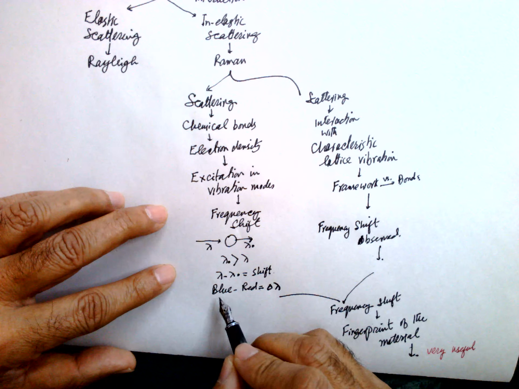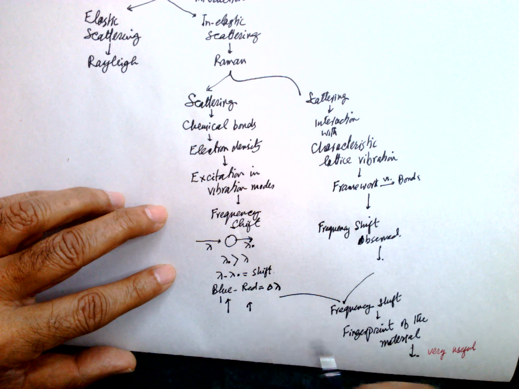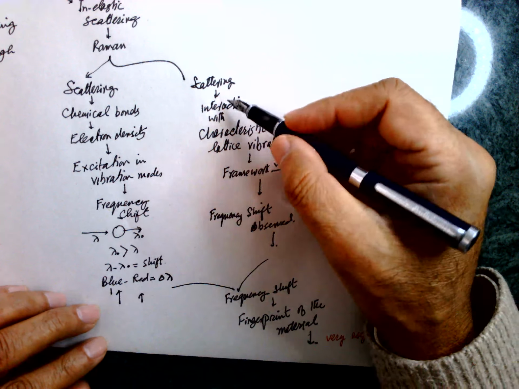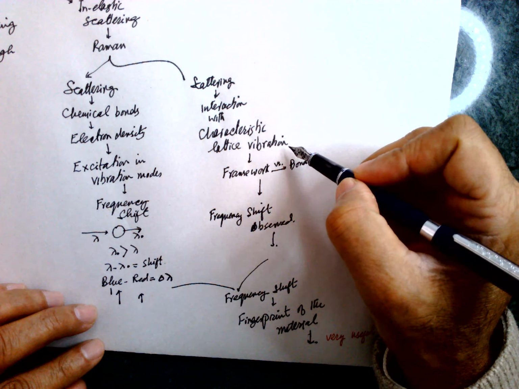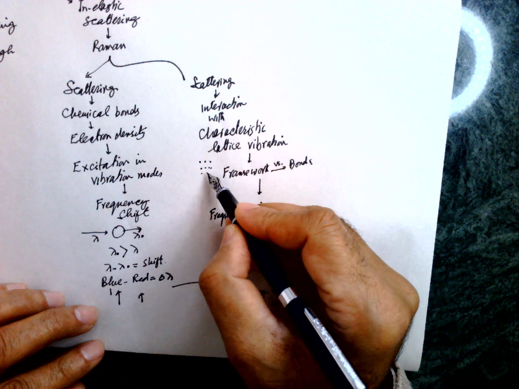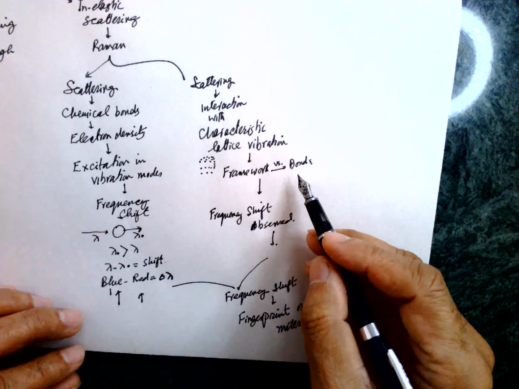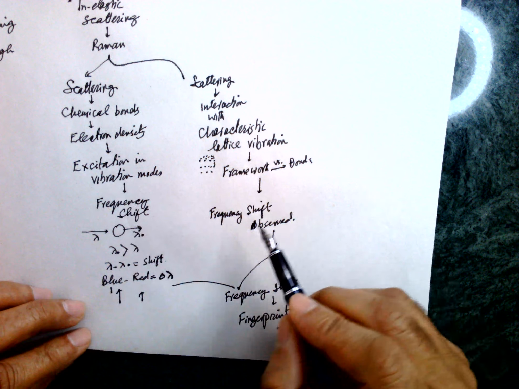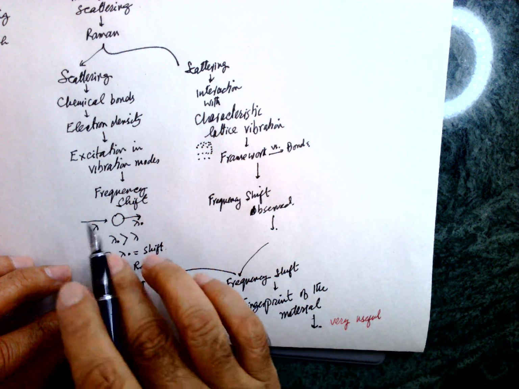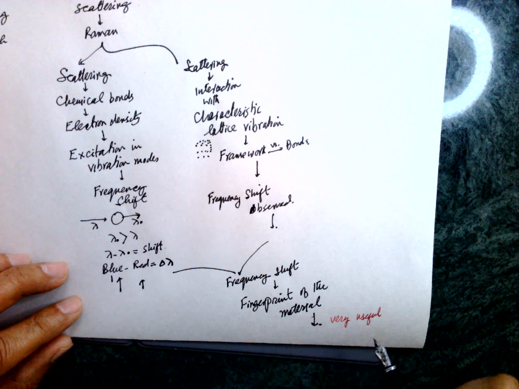This is the shift. Blue is high energy, red is low energy. That is the difference. That is with the chemical bonds. And the scattering also happens with the characteristic lattice vibration. Lattice vibration is the whole arrangement of the molecule, so this whole lattice vibrates. So it is the framework versus bonds. The same frequency shift is observed. This frequency shift, whether from the bonds or from the framework, is the fingerprint of the material, and it is very useful.